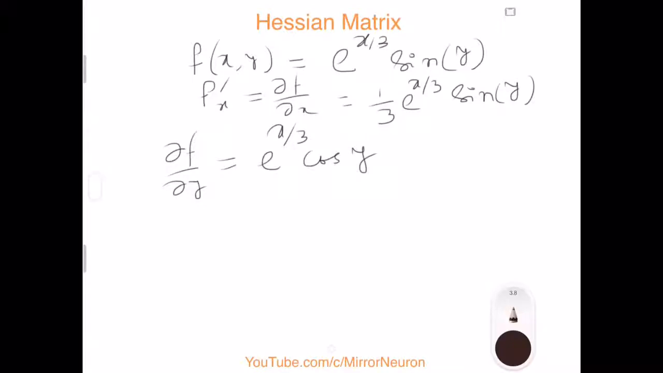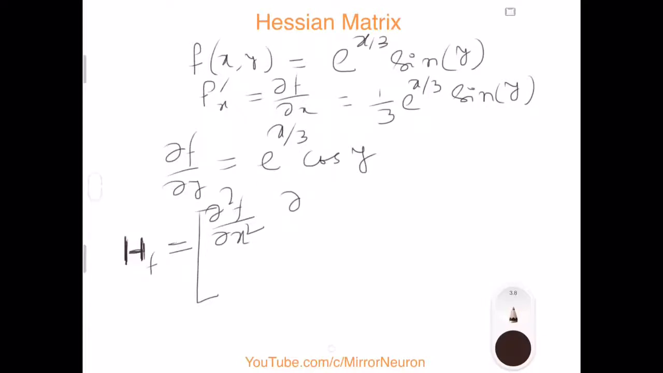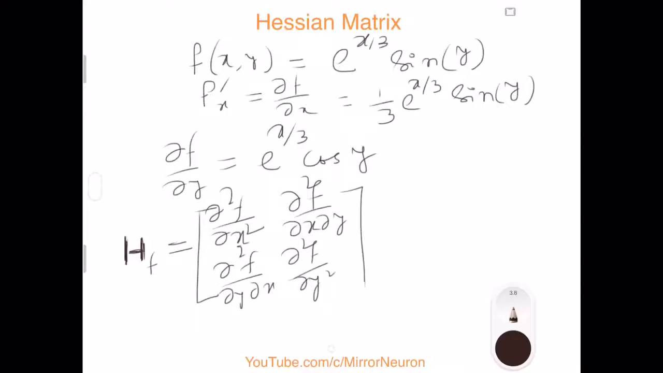Now we would need these two pieces of information in order to create our Hessian matrix. You can represent it by H f, and as we remember, it's nothing but the second order derivative with respect to x, the second order derivative with respect to dx dy, the second order derivative dy dx, and the second order derivative with respect to y itself. So you can straight away compute all these.